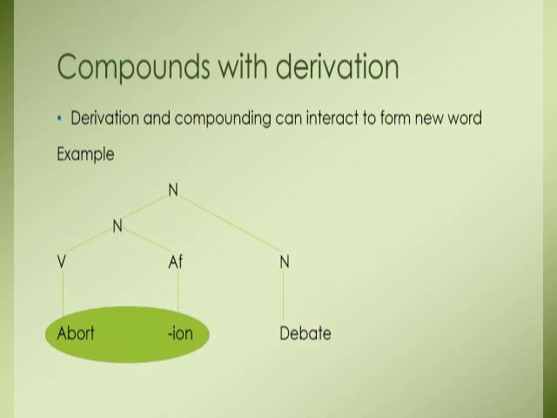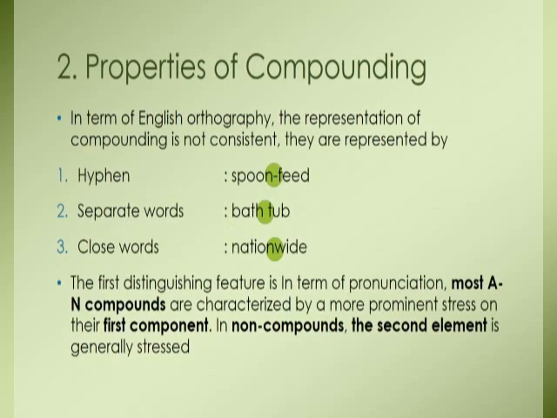Okay, and then the next, we have properties of compounding. So in terms of English orthography, orthography means the way it is written, yeah, the presentation of compounding is not consistent. It is possible to find that in compounding we use a hyphen, or we only separate the words, or we put them in a closed position, so there is no space between the words. You have to check for the hyphen.